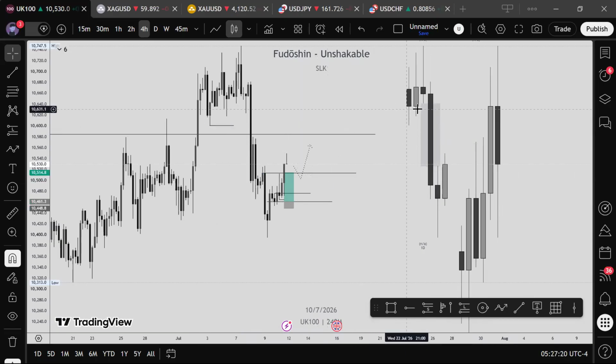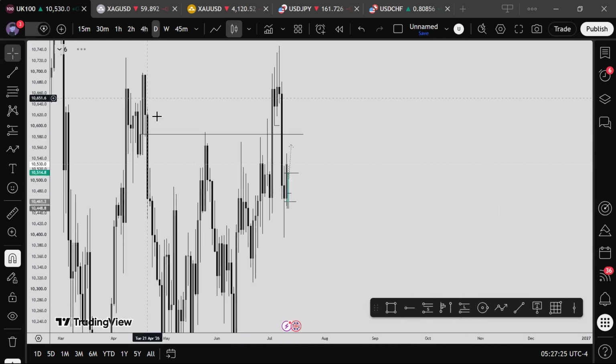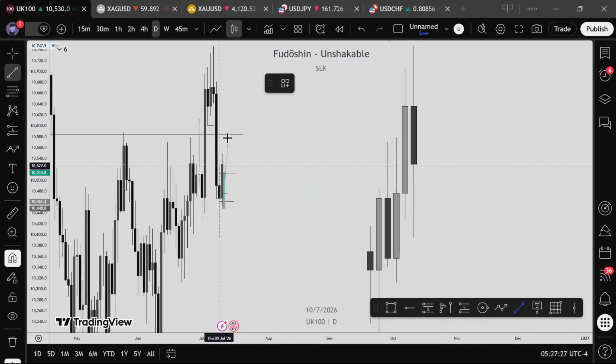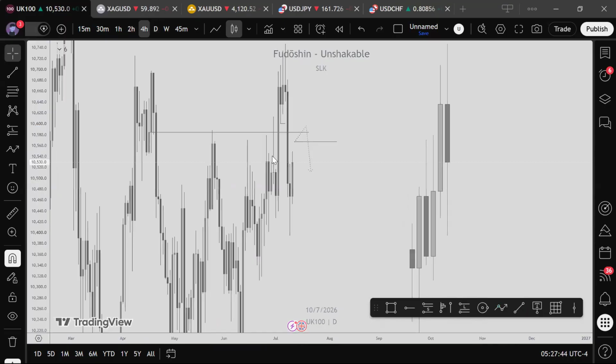Because here on the daily, I have a breakout to the downside. So anytime I see a tap somewhere here, if I see a tap in this zone on the daily, a tap right here on the daily, this is for next week, right? If I see a tap in here and I see a break of structure on the 4 hours, I'll be selling it down.